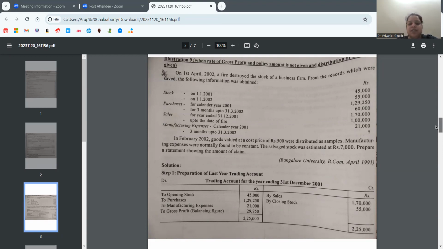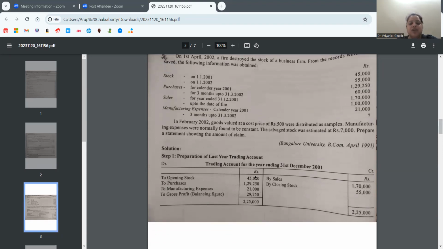So first we will prepare step 1. Step 1 is the previous year trading account. In a trading account, you know, all the expenses come on the debit side, and the sales and closing stock come on the credit side. Here in the question, the opening stock is given as 45,000. Purchases for last year, 1,29,250, we have written that also. And manufacturing expenses for the last year, 21,000, we have given.